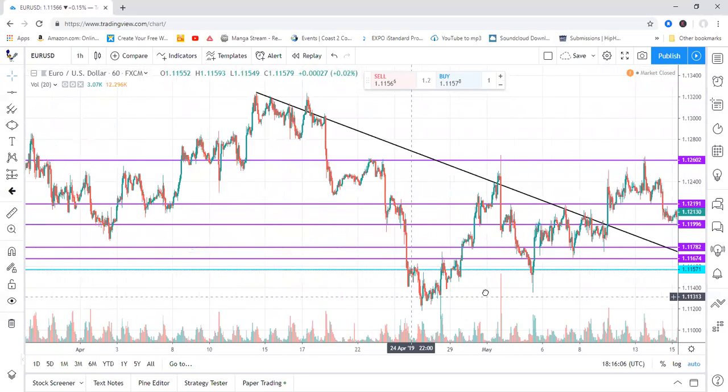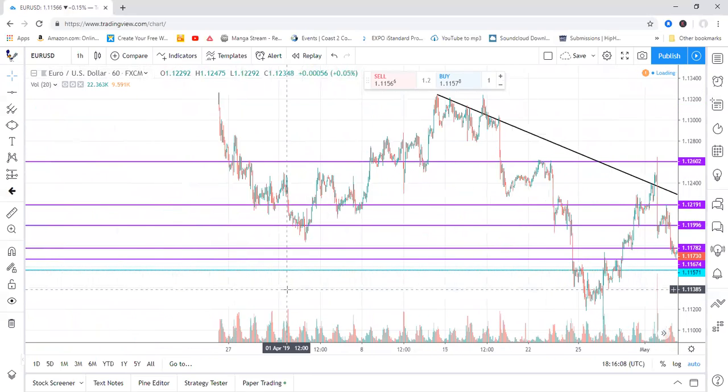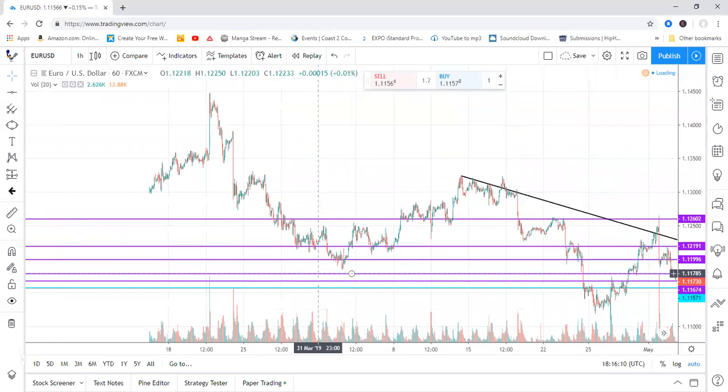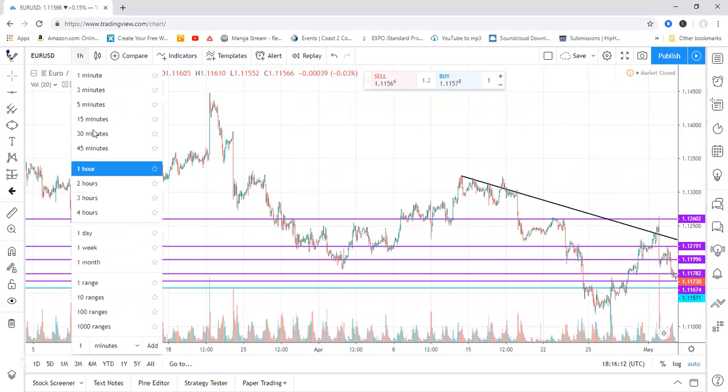But I want to go back in time just so I can see, has this price actually hit anything else? So I'll go to the 4-hour chart.